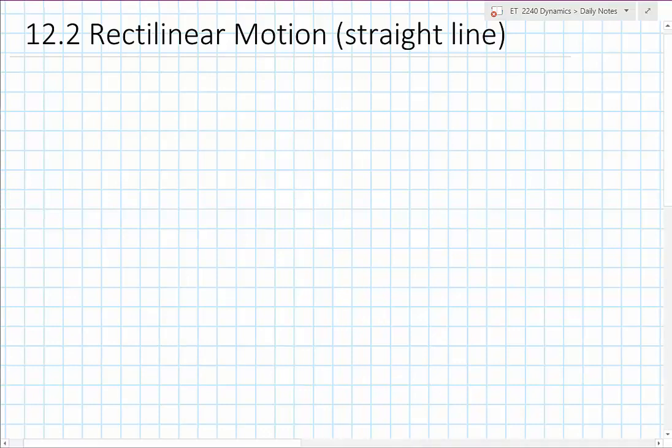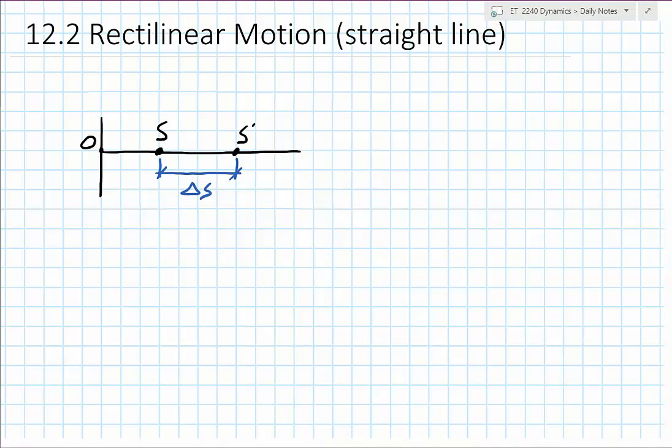If I were to draw a little 2D axis here with an O for the origin, I can designate some kind of position along this axis as S. And if that's my starting position, I might end up with some final position, which I could call S prime. The difference between them, I can show with this little dimension line, we can call delta S. And that delta S is going to be our first real definition. We're going to call that displacement.